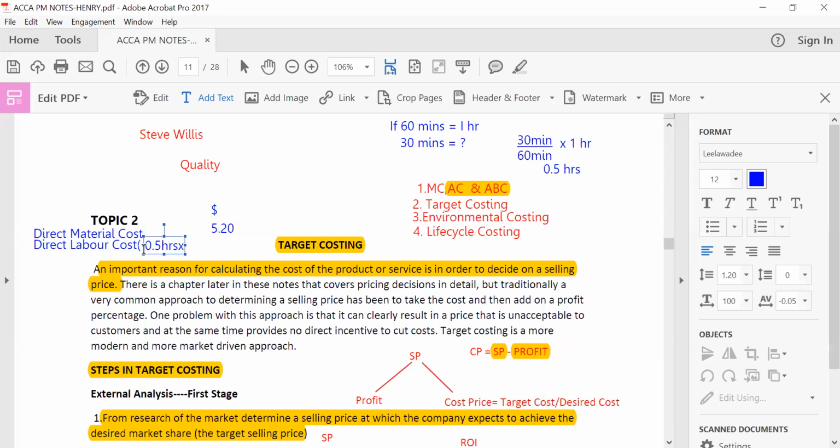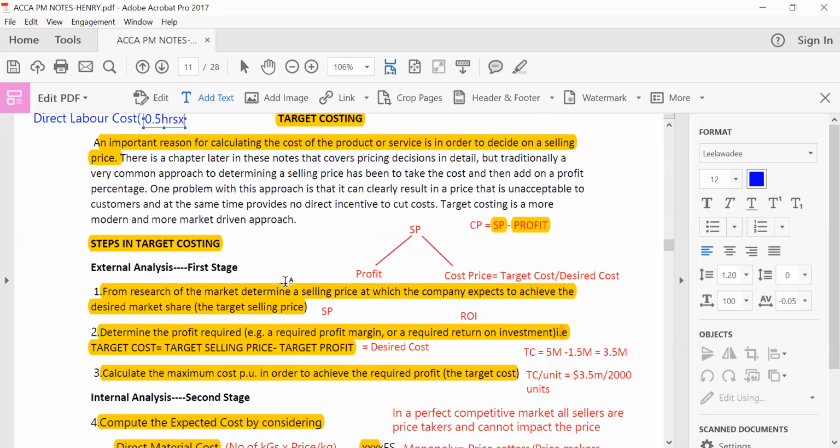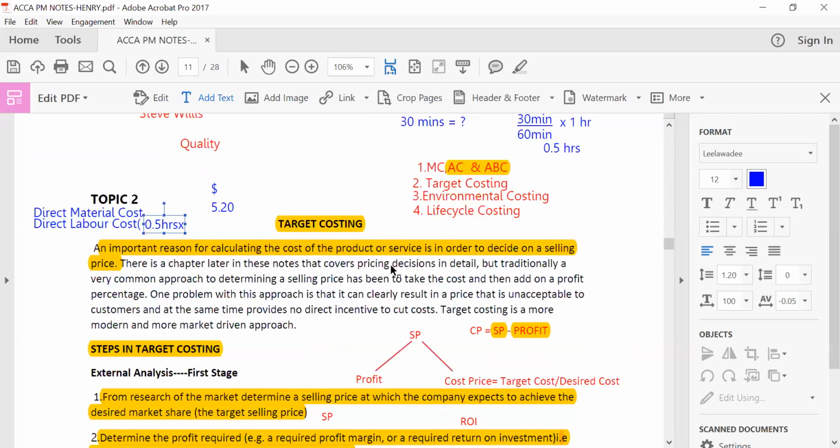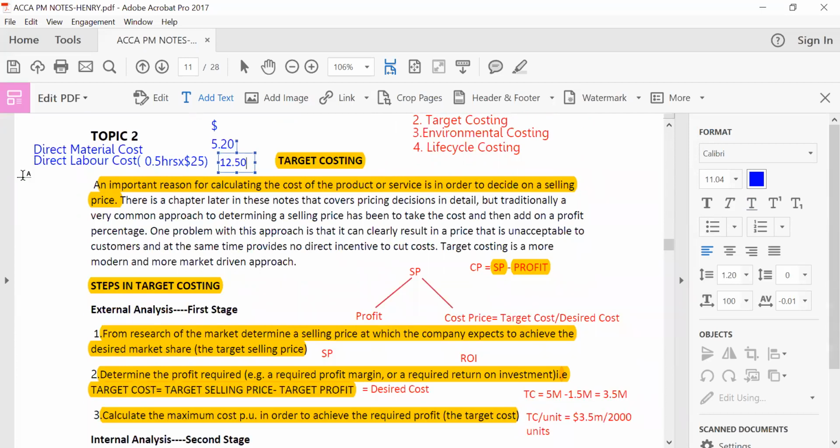times what is their rate? How much are we paying them? In the question, we've indicated that we are paying labor $25 per hour. So I multiply this by $25. What answer am I getting? I end up getting 12.5. So you can see that chunk of the cost over here is coming by labor.